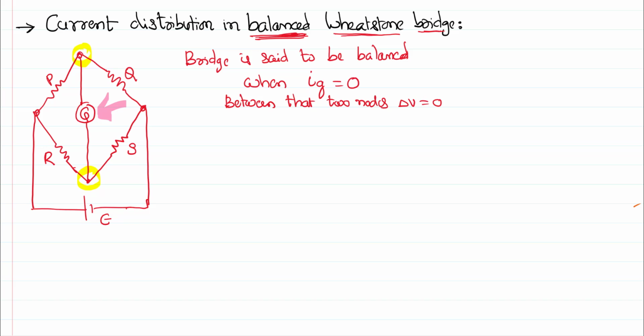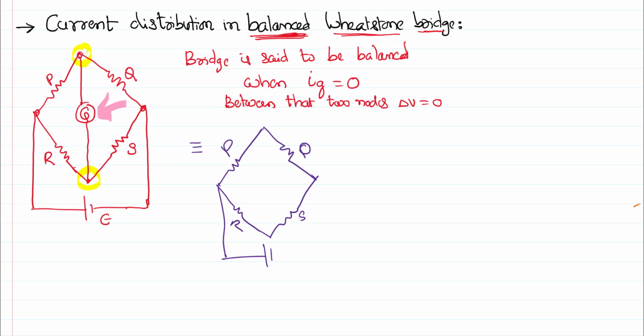So if you draw an equivalent circuit to this, when the bridge is in a balanced state, you can redraw that as P, Q, R. Simply you need not draw that galvanometer itself. This is an equivalent circuit. So this is the positive plate of the battery, this is the negative plate of the battery. Let us see how the current flows.